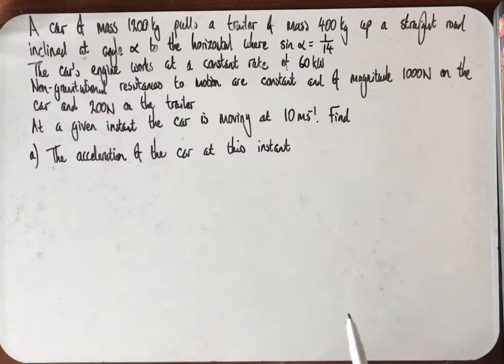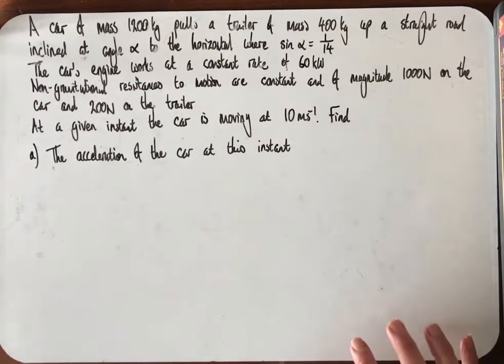Non-gravitational resistances to motion are constant and of magnitude 1,000 newtons on the car and 200 newtons on the trailer. And at a given instant, the car is moving at 10 meters per second. So I would personally definitely do a diagram here so we can see what's going on.